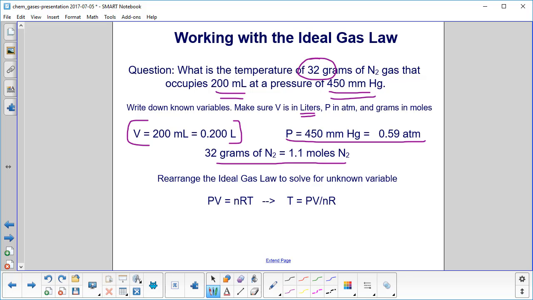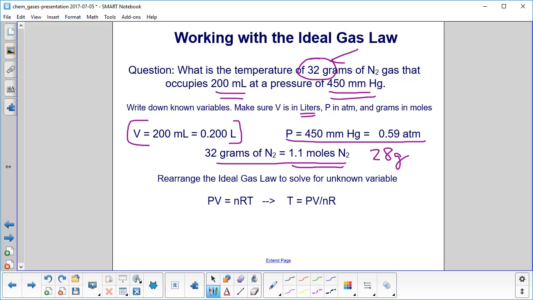Well, we go to the periodic table, and nitrogen has an atomic mass of 14. So the molar mass there would be 14 grams. You have 2 nitrogens, that's 28 grams. That's the molar mass of N2. We have 32 grams of it, so that works out to be 1.1 moles of nitrogen.